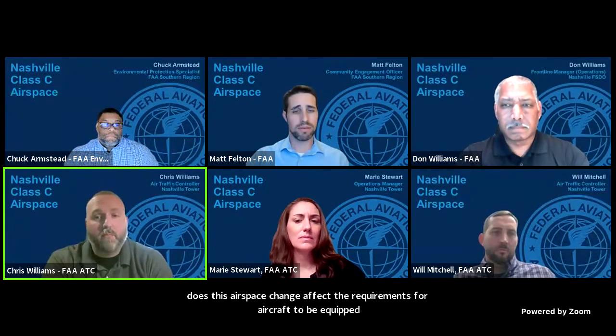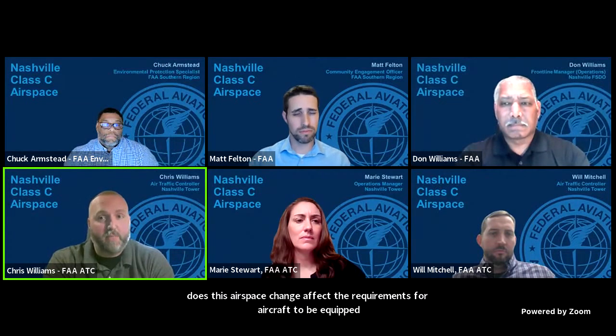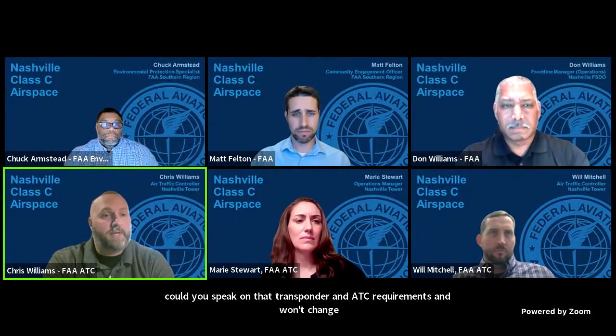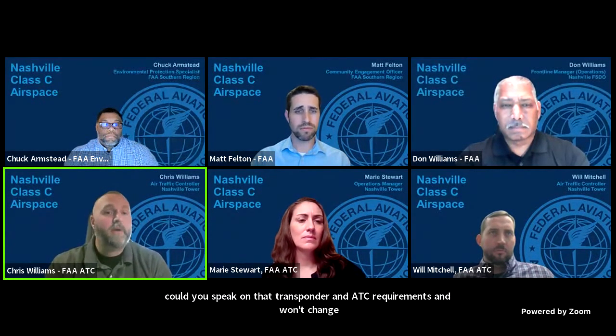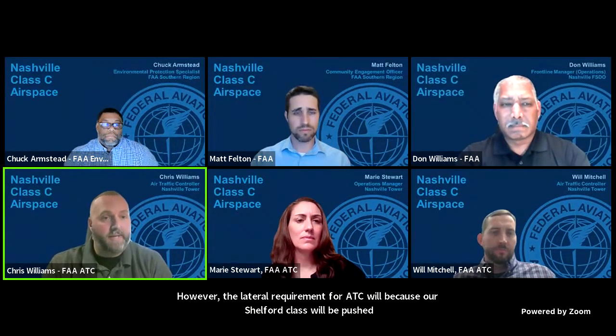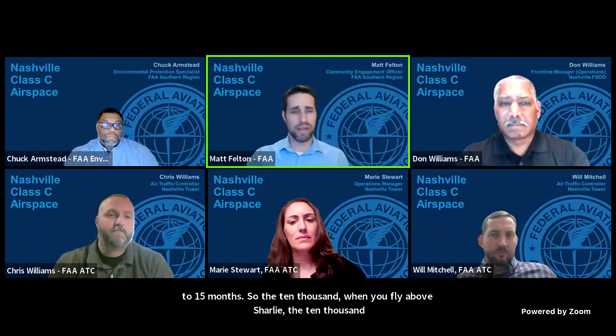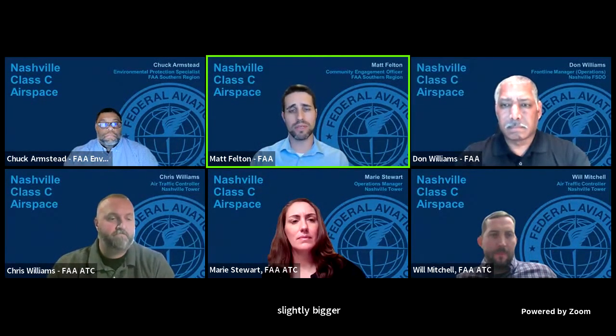Sure. Transponder and ADS-B requirements won't change. However, the lateral requirement for ADS-B will, because our shelf for Class C will be pushed out to 15 miles. So the 10,000 requirement, when you fly above Class Charlie, is the same as long as you're within the lateral boundaries, but our lateral boundaries will be just slightly bigger. So the only change will be the radius from Nashville within which you're supposed to have the transponder and the ADS-B. That's a pretty easy question. Thank you, Chris. So just the radius increasing there will affect the transponder requirements.